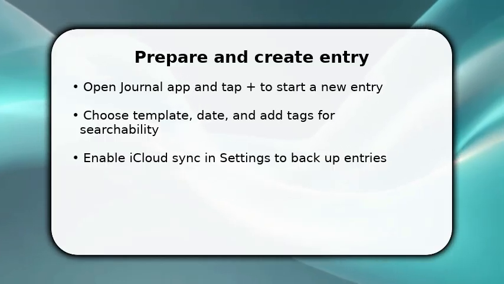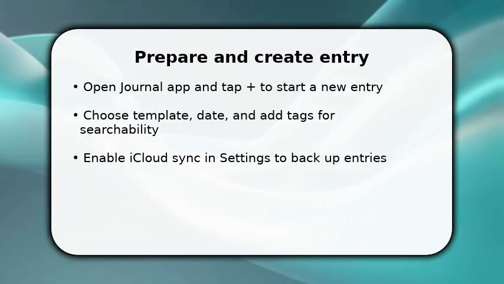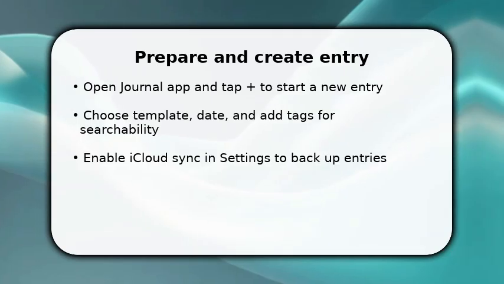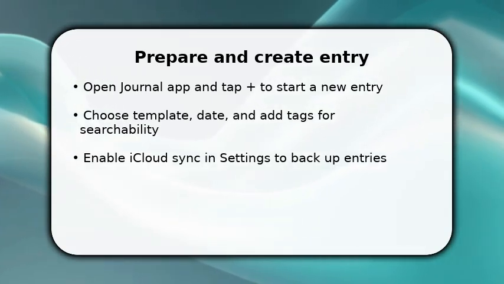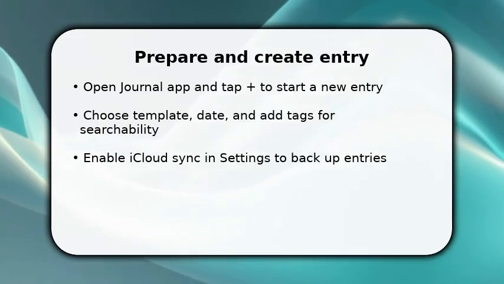You'll start by opening the Journal app and tapping the plus icon to create your first entry. Choose a template or blank note, set the correct date, and add tags so you can find this later. Once done, make sure iCloud Sync is enabled in settings so your work is backed up automatically.